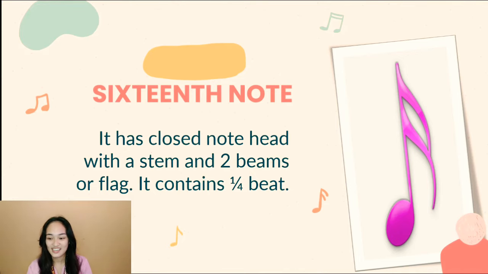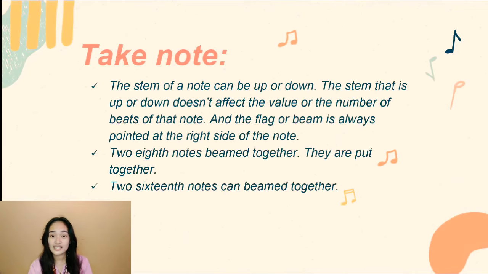Good job, learners! Take note, the stem of a note can be up or down. The stem that is up or down doesn't affect the value or the number of beats of a note. The flag or beam is always pointed at the right side of the note. Two eighth notes beam together, meaning they are put together like this. And two 16th notes beam together, they are also put together, and it is like this.